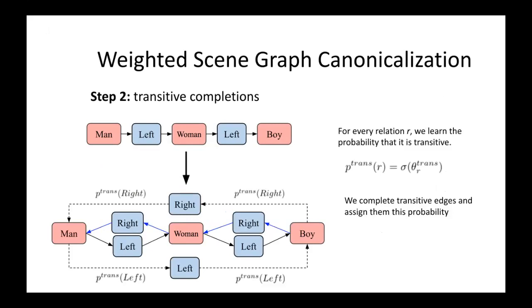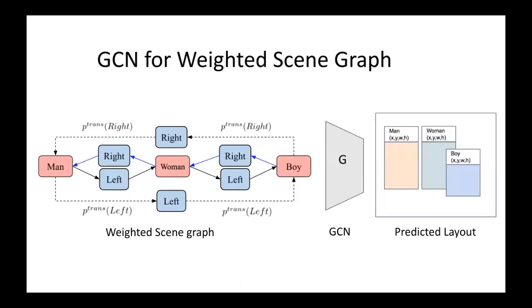Instead of assuming transitive completion rules, for every relation we can learn the probability that it is transitive. Note that different relations might have different degrees of transitiveness. For example, if A is near B and B is near C, it is very possible that A is near C. However, this is not guaranteed. To better capture this, we assign completed transitive edges this soft probability. The completed graph is then fed into a graph neural network, which outputs a bounding box prediction per object. The loss is the L1 loss over the predicted and ground truth boxes.